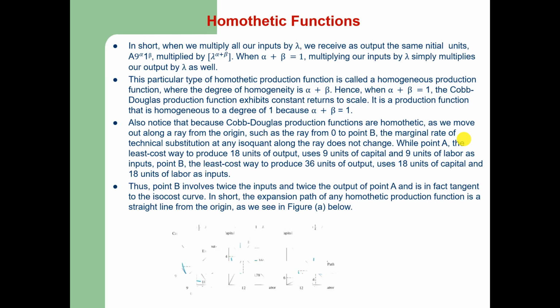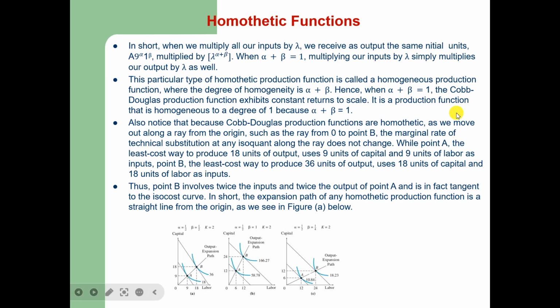in figure A below. So here are 3 figures, and this is figure A, and if we move from A to B, then both the inputs are doubled from 9 to 18, but the output is also doubled from 18 to 36. So here there are constant returns to scale.